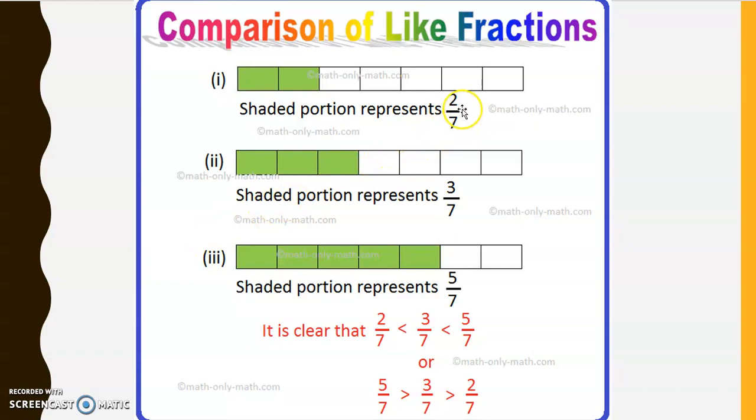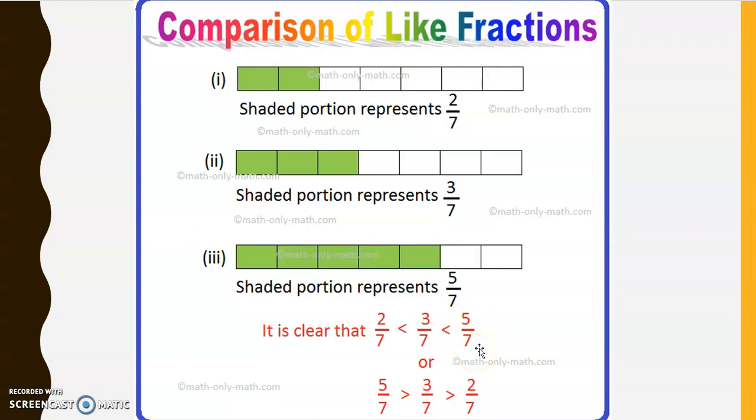So these are three like fractions: 2 upon 7, 3 upon 7 and 5 upon 7. So 2 parts out of 7, 3 parts colored out of 7, and here 5 parts are colored out of 7. And we can very clearly see that the smallest is 2 upon 7. So in order to arrange these fractions in ascending or increasing order, ascending means increasing order, smallest first and biggest last. So 2 upon 7 is smaller than 3 upon 7, and it is smaller than 5 upon 7.